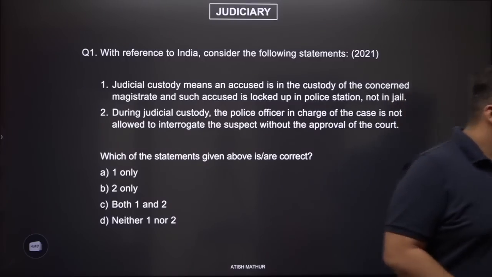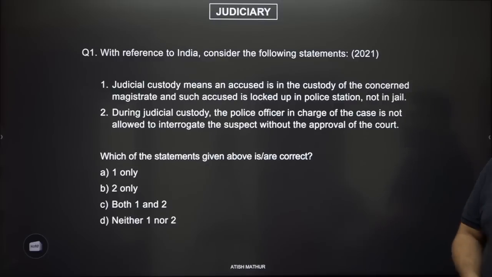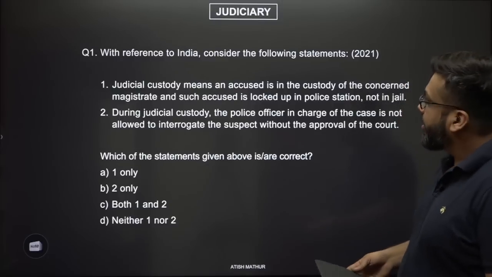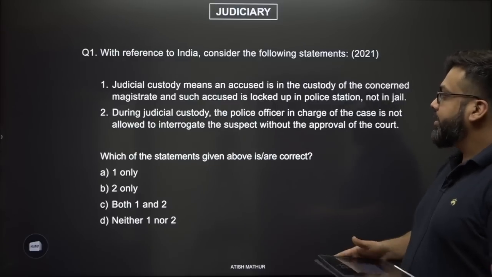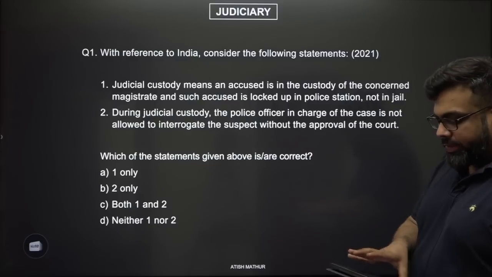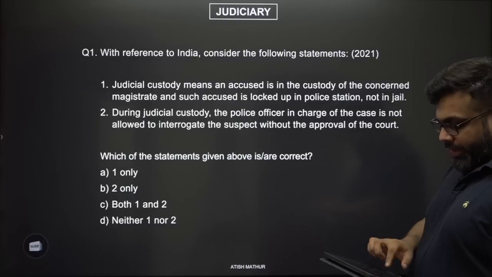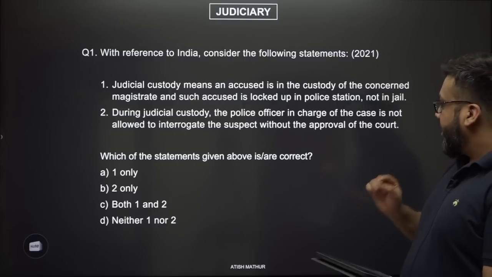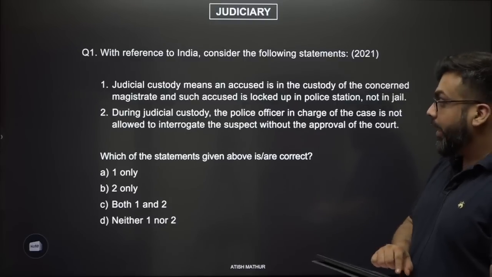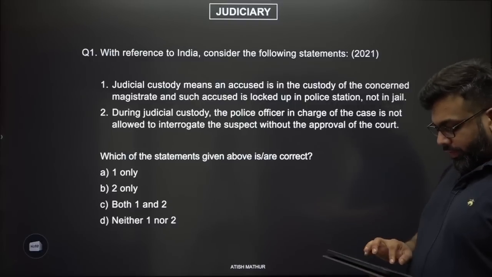With reference to India, consider the following statements. Judicial custody means an accused is in the custody of the concerned magistrate and such accused is locked up in the police station and not in jail. The second statement is, during judicial custody, the police officer in charge of the case is not allowed to interrogate the suspect without the approval of the court.